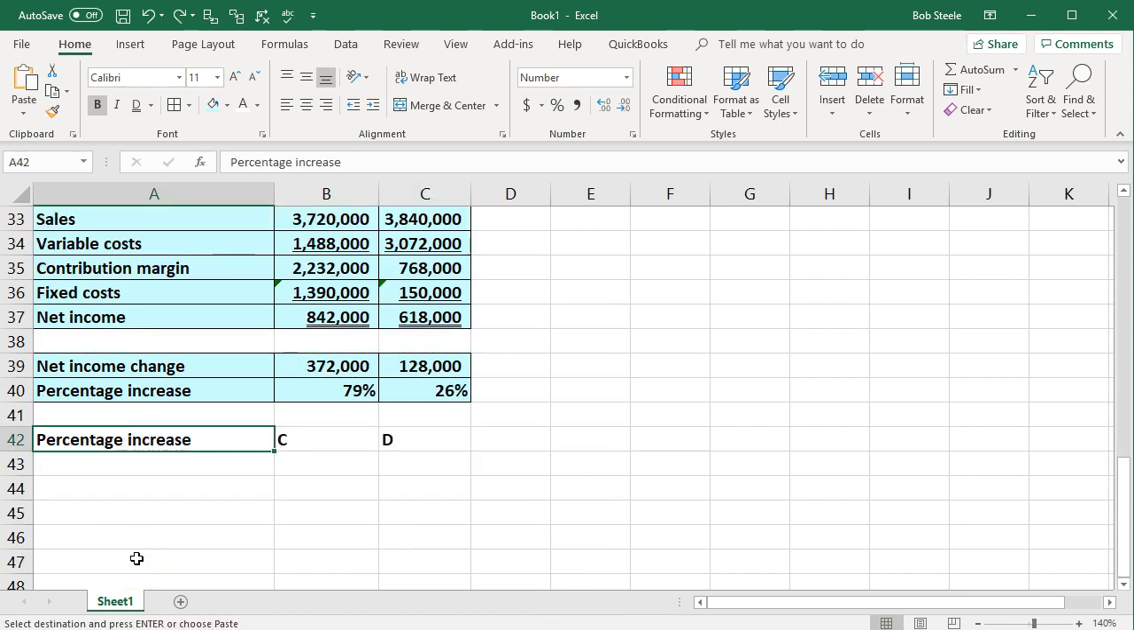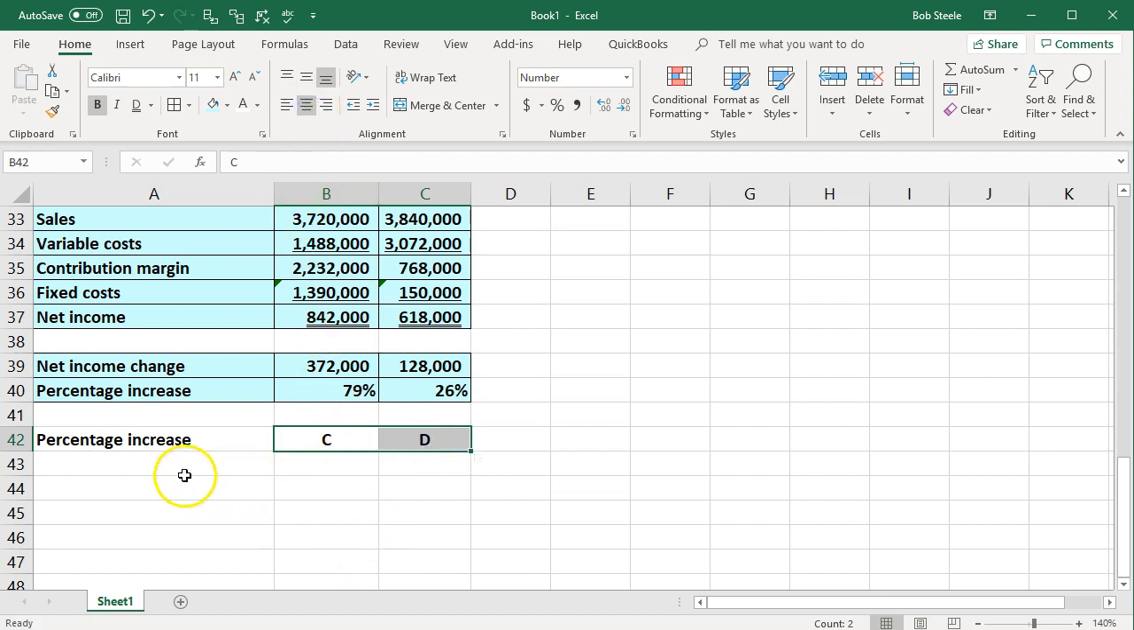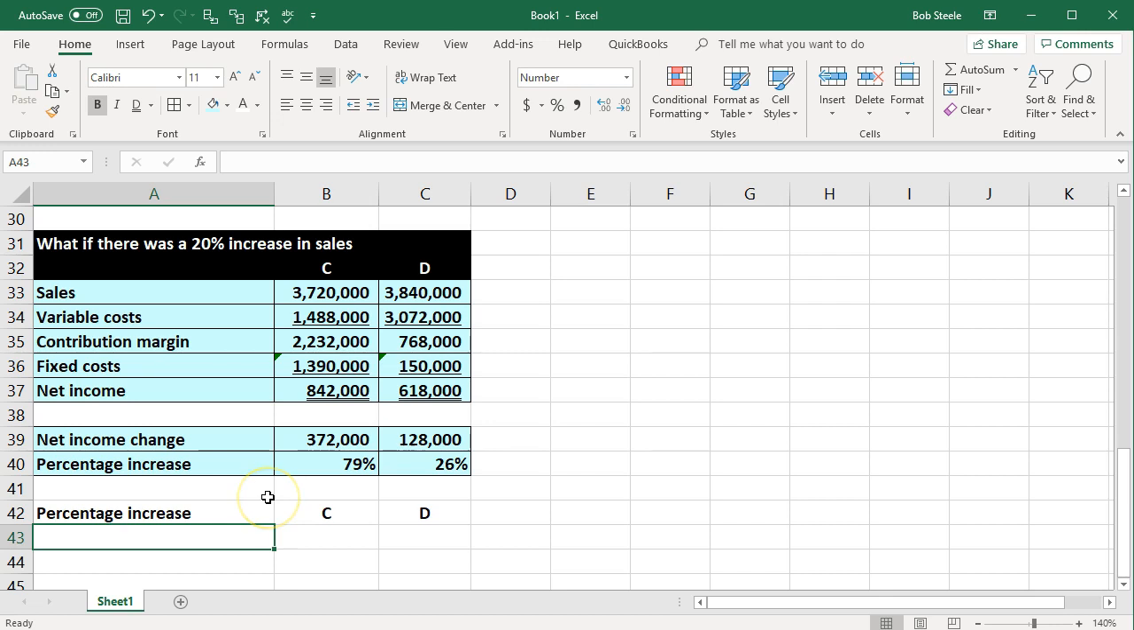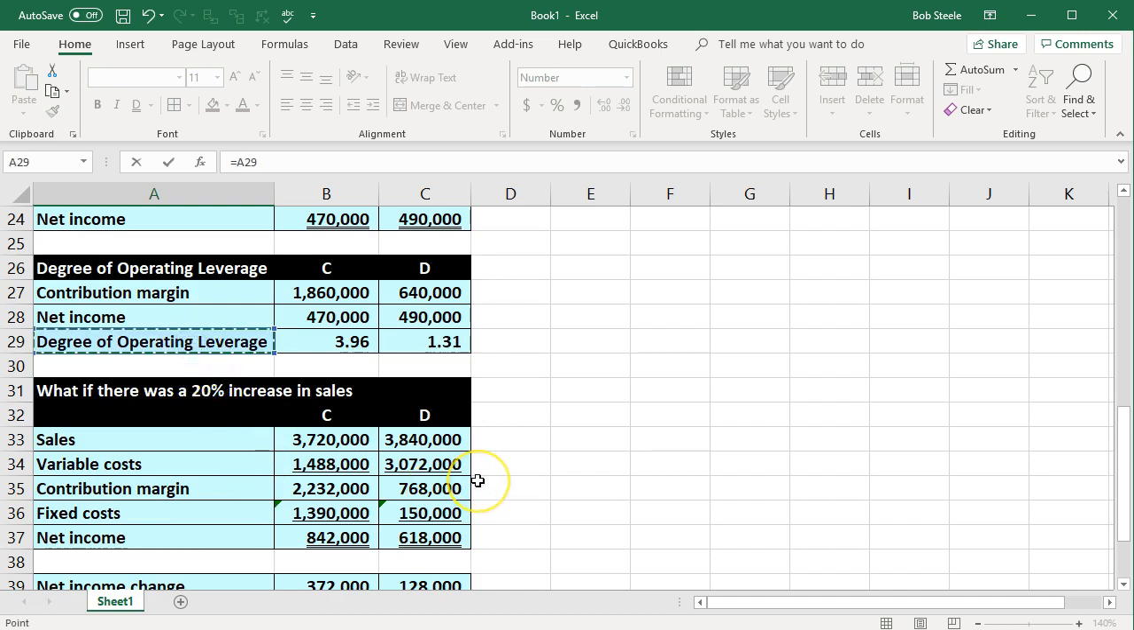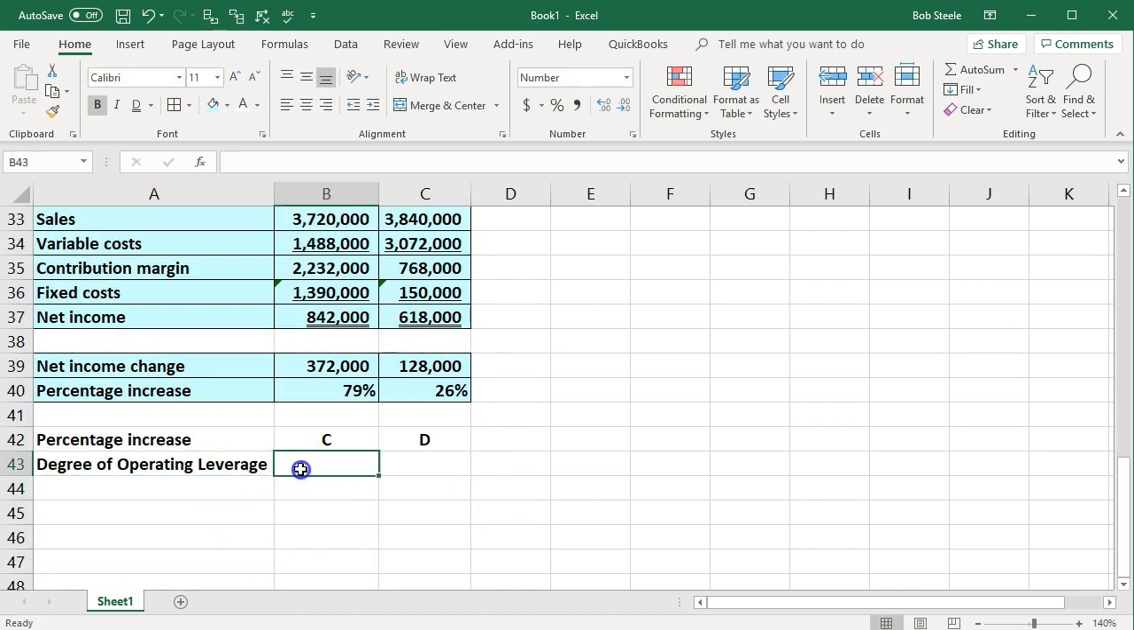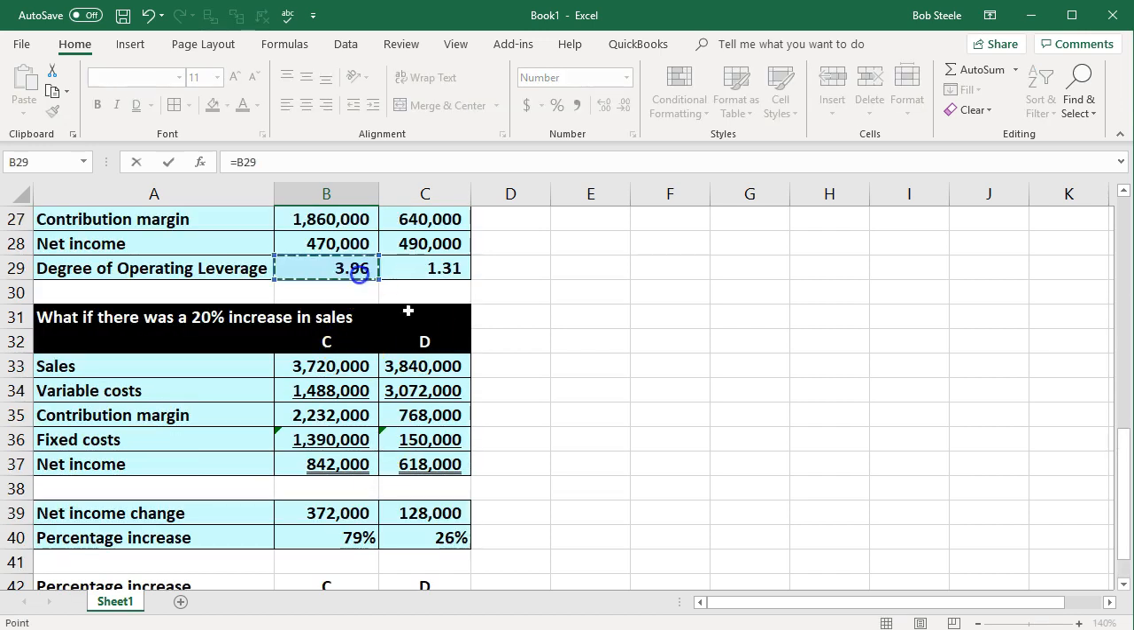Our end calculation is going to be the percent increase again. We're just going to do this with our new calculation number, which is going to be the degree of operating leverage. So I'm going to say that's what we calculated up top, this number. So that's going to be what we're dealing with first. We're going to say this equals the degree of operating leverage, which is this number.